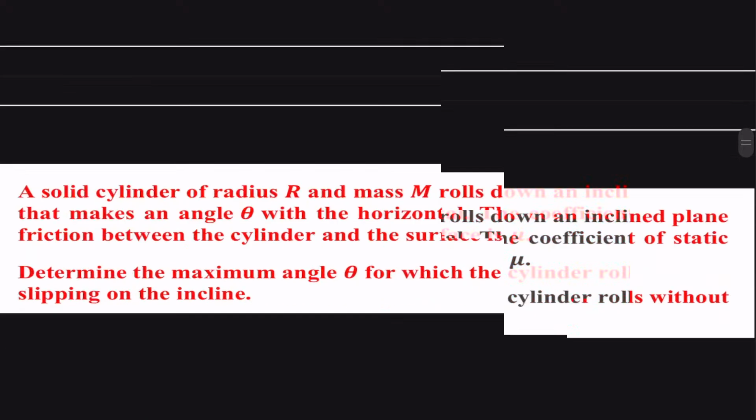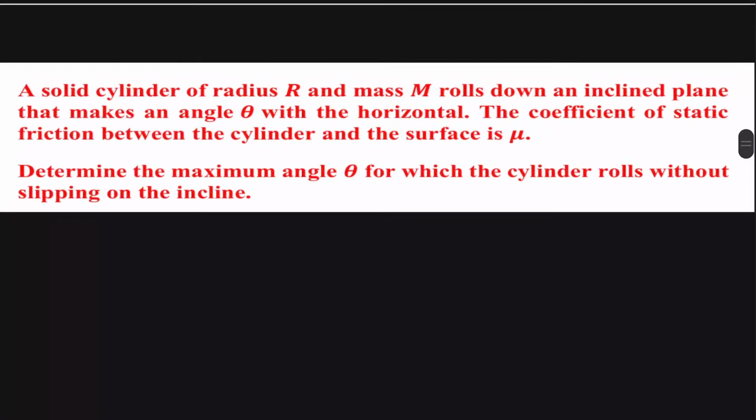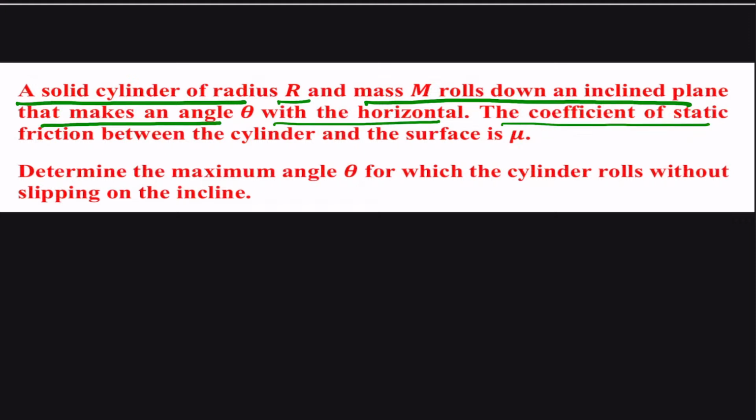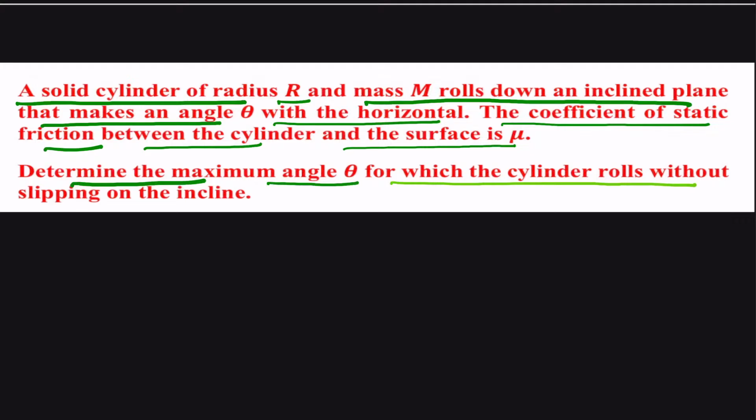So we come to the next question. It states that a solid cylinder of radius r and mass m rolls down an inclined plane that makes an angle theta with the horizontal. The coefficient of static friction between the cylinder and the surface is mu. Determine the maximum angle theta for which the cylinder rolls without slipping on the inclined plane. This is a basic problem about the rolling cylinder, which is rolling without slipping down the inclined plane.